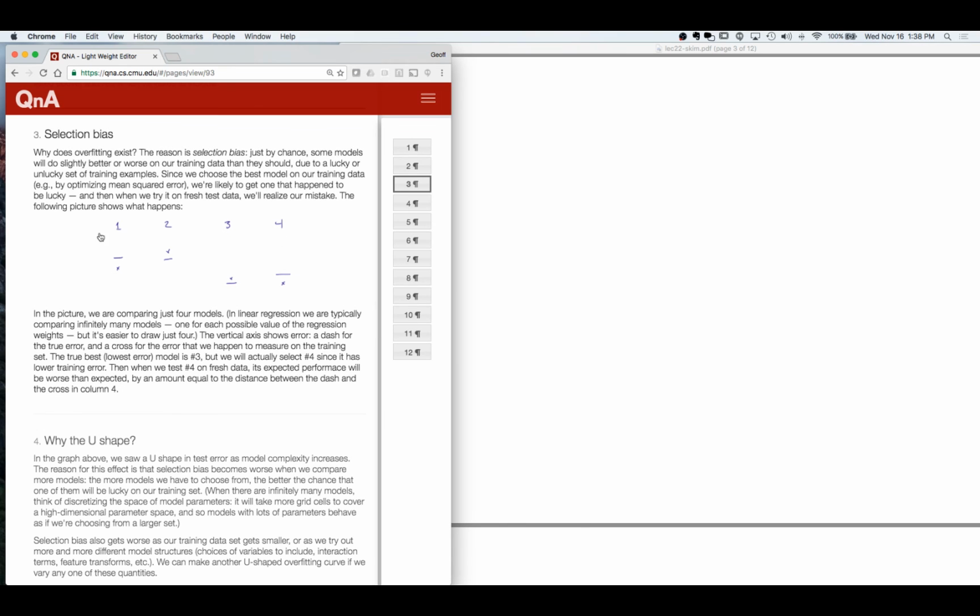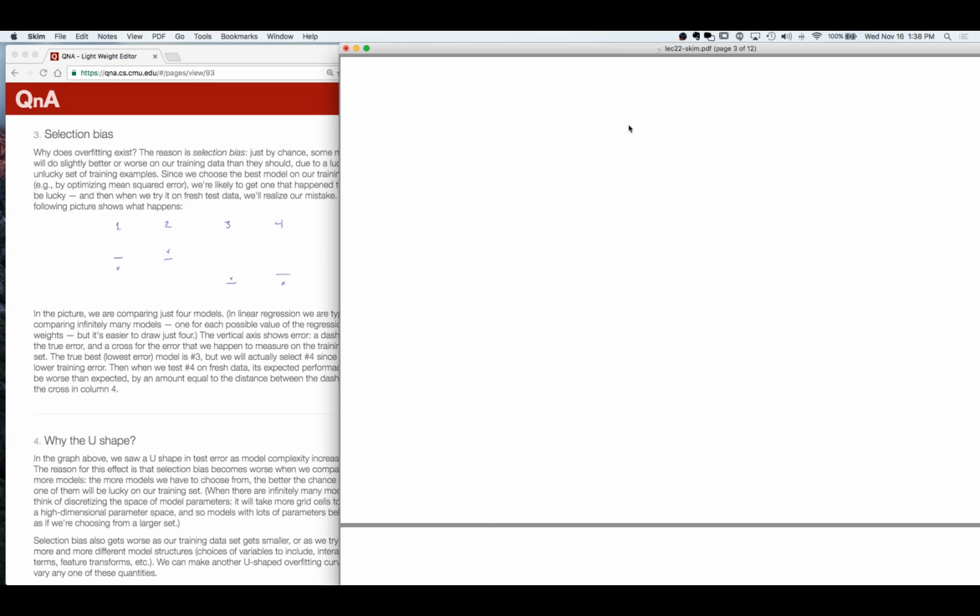Maybe the best thing to do is to look at a picture. Let's say we're evaluating a lot of models to decide which one to use. For example, in regression, we evaluate infinitely many models and choose the one with the smallest mean squared error. Now, I can't draw infinitely many models on the slide, so I'm just going to say we're evaluating 4 different models, 1, 2, 3, and 4. So this is the model number.